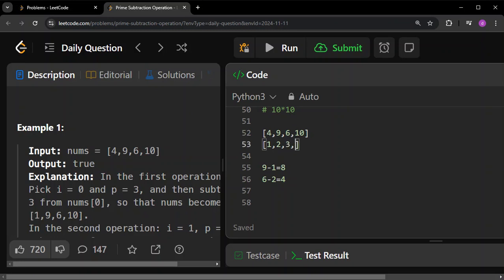Next, what is the current element? 10. What is the preceding element? 3. What number to subtract? Let us get that done also. 10 minus 3 is equal to 7. That means I need to subtract a prime number less than 7. Remember that, less than 7.